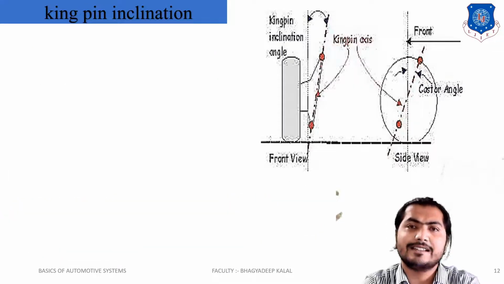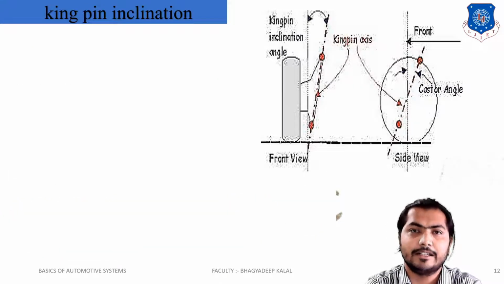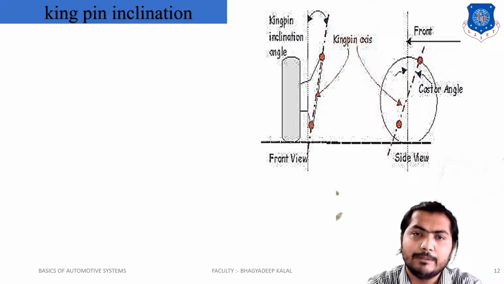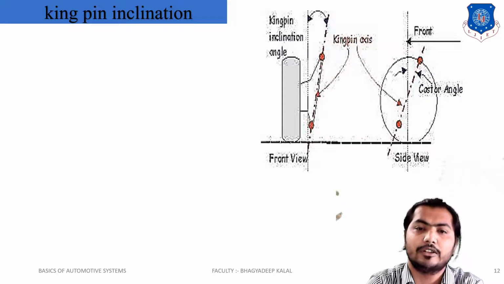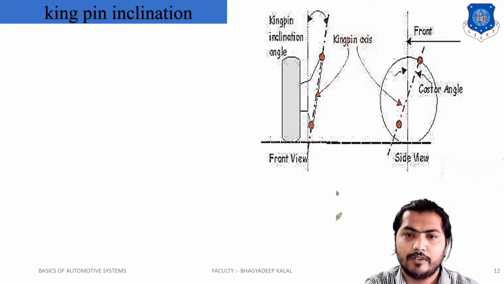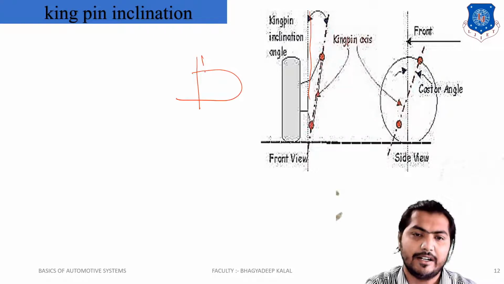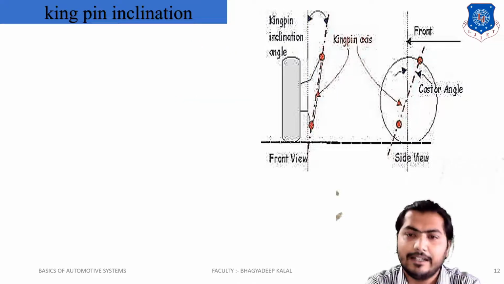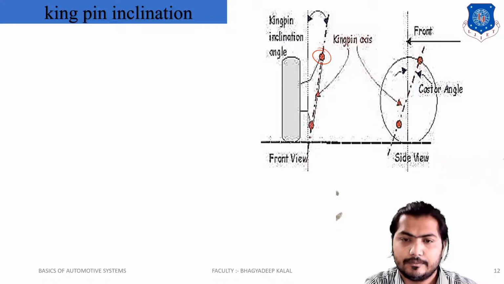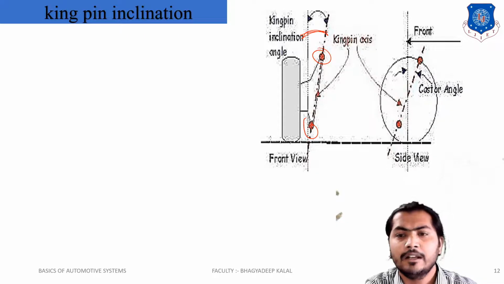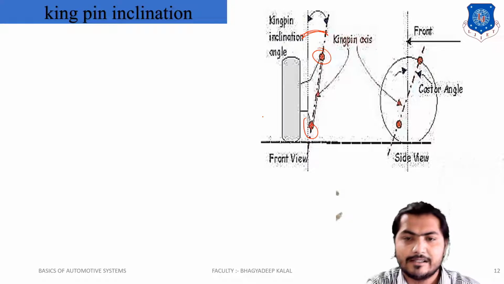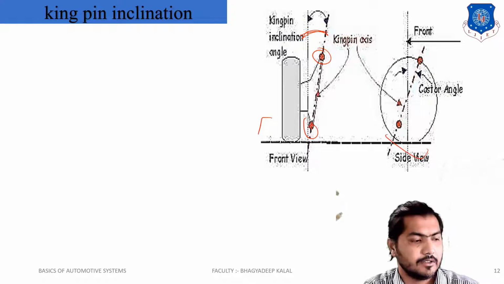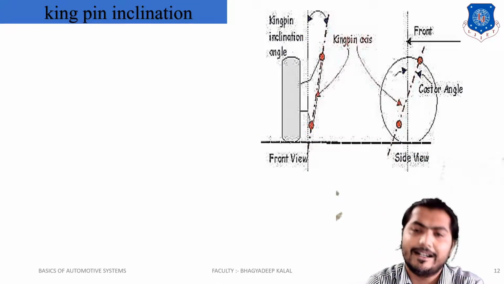Next is kingpin inclination. Kingpin inclination is the angle made by the kingpin from the vertical. This is the vertical axis of the kingpin, this is our stub axle, and the pin is provided here. If the pin is vertical, that is zero kingpin inclination, but if it makes some angle, that is the kingpin inclination. This is our front view and this is our side view; two views are given in this diagram.